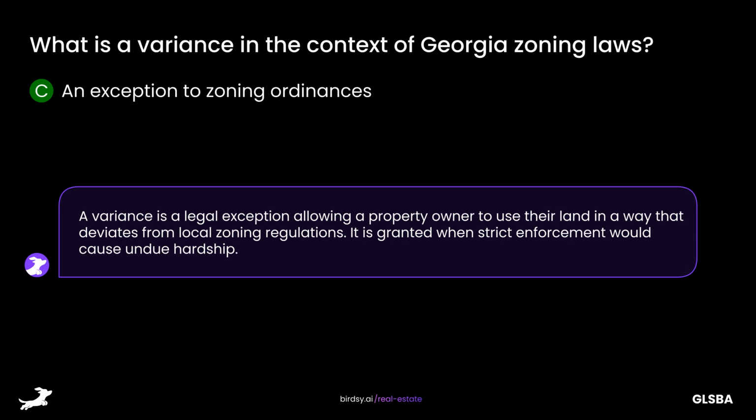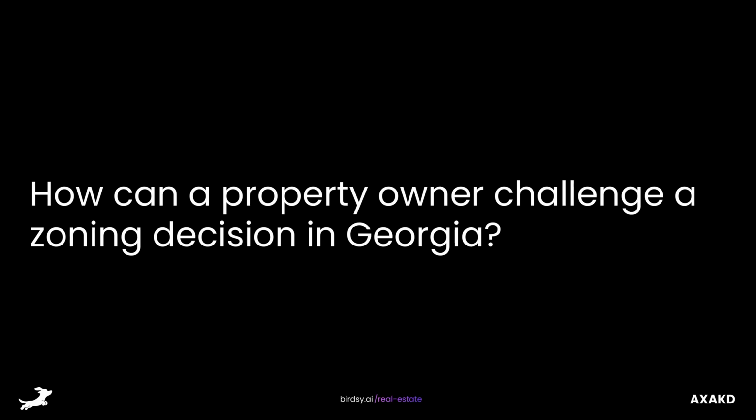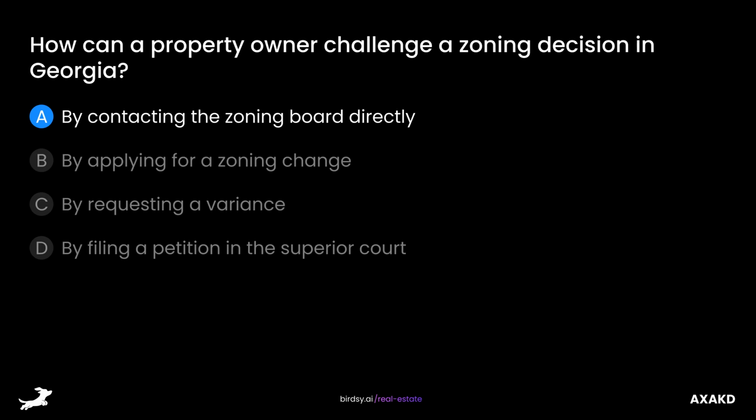A variance is a legal exception allowing a property owner to use their land in a way that deviates from local zoning regulations. It is granted when strict enforcement would cause undue hardship. How can a property owner challenge a zoning decision in Georgia? Is it A. by contacting the zoning board directly? B. by applying for a zoning change? C. by requesting a variance? Or D. by filing a petition in the Superior Court? The answer is D. by filing a petition in the Superior Court.